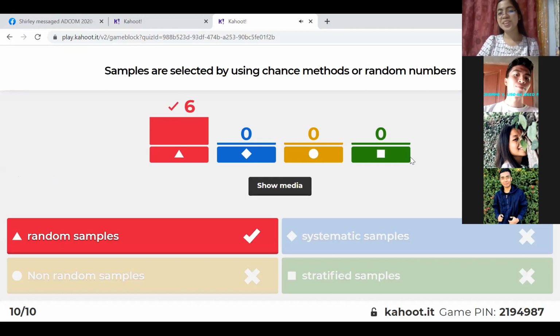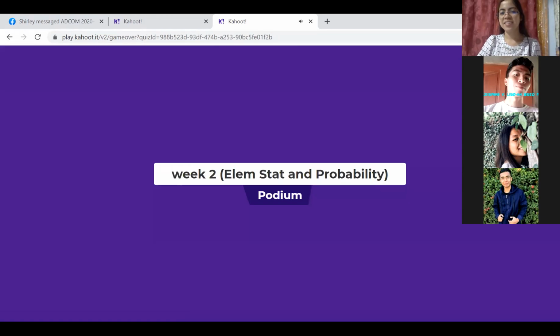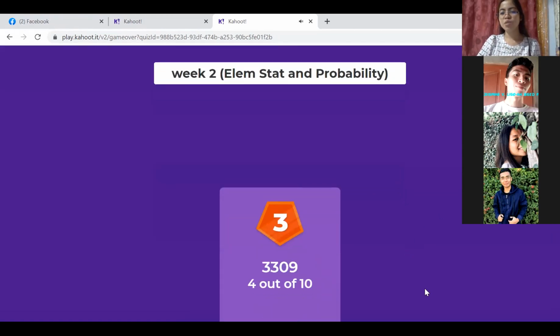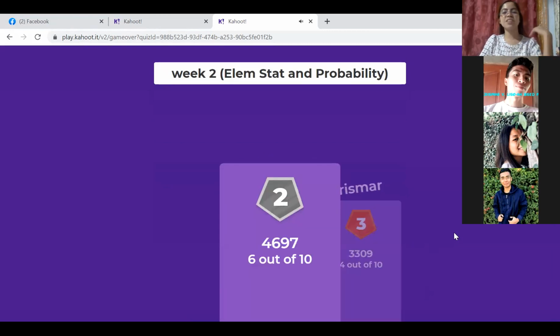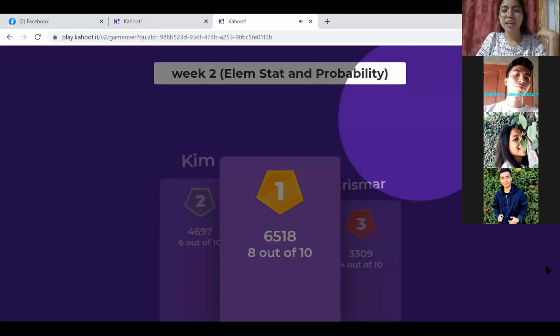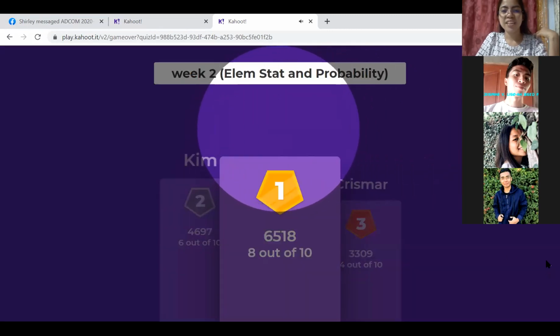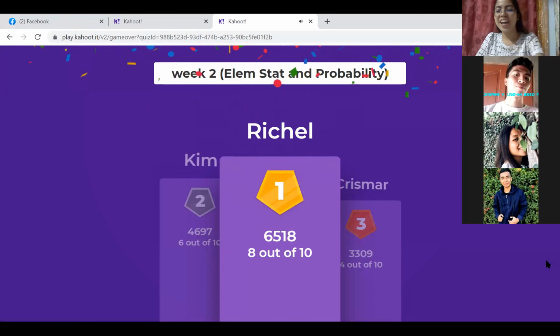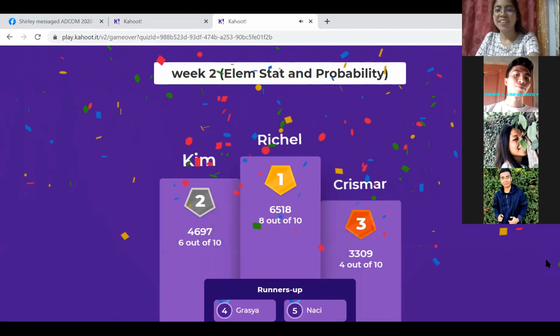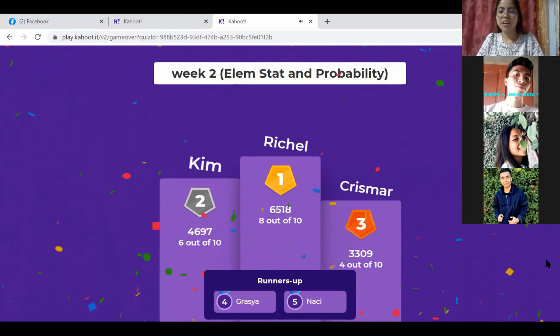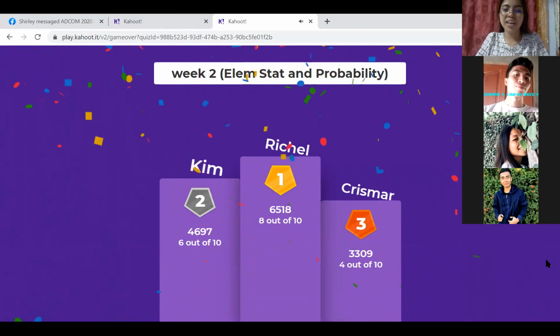Wow. Yuri, ano ka mo ba naka-correct answer ka mo tanan? So this is our podium for this. Oh, third placer si Chrismar, 4 out of 10. Si Kim, 6 out of 10. Si Richel, 8 out of 10. And then we have the runners-up, Gracia and Nasi.